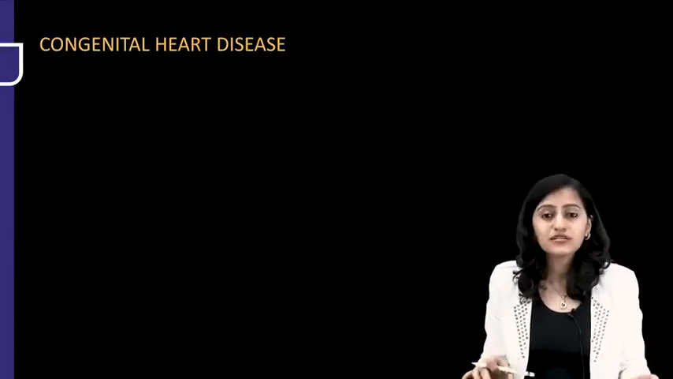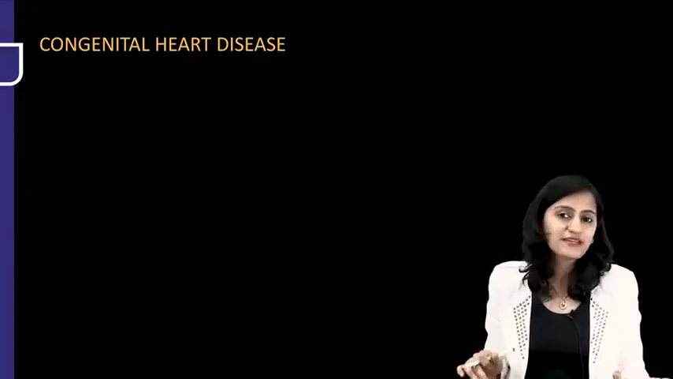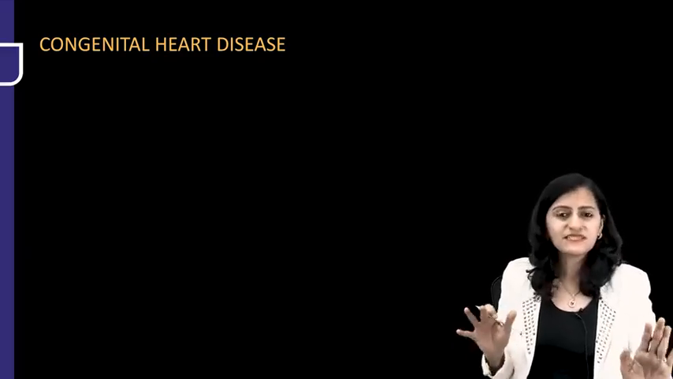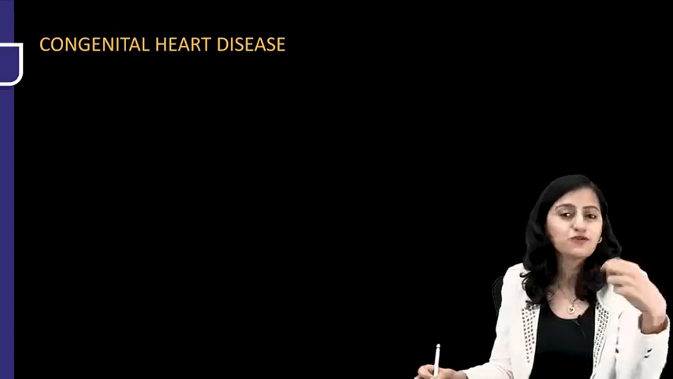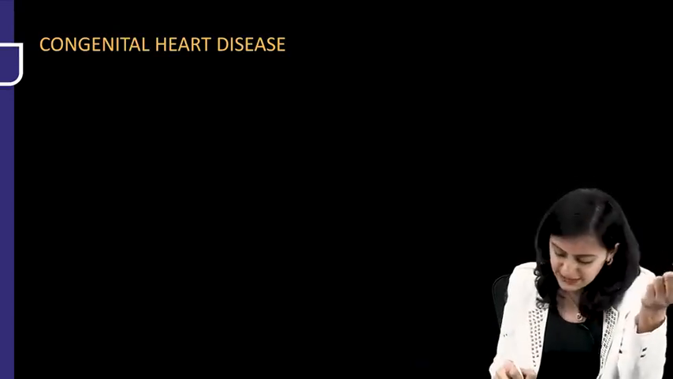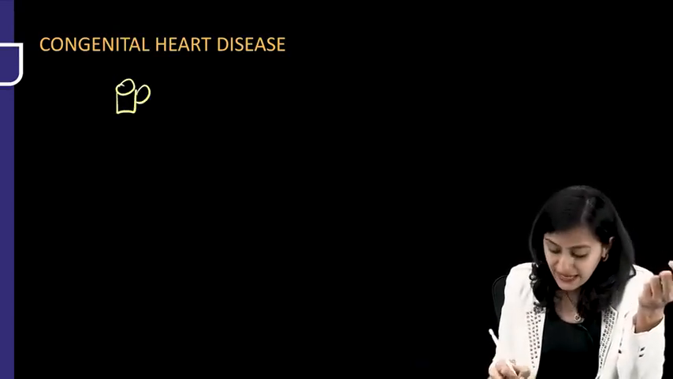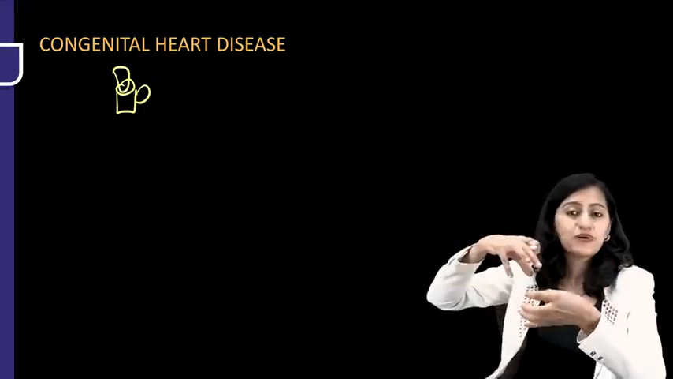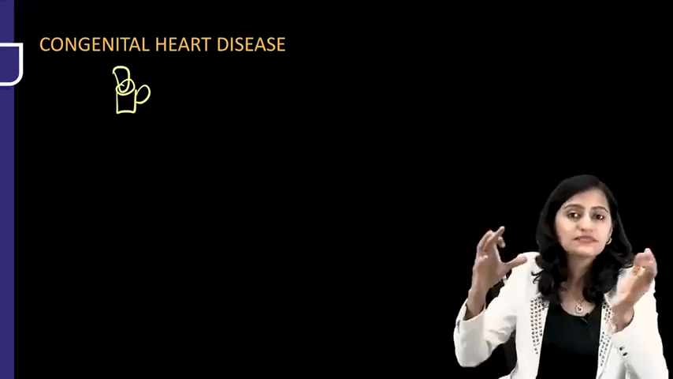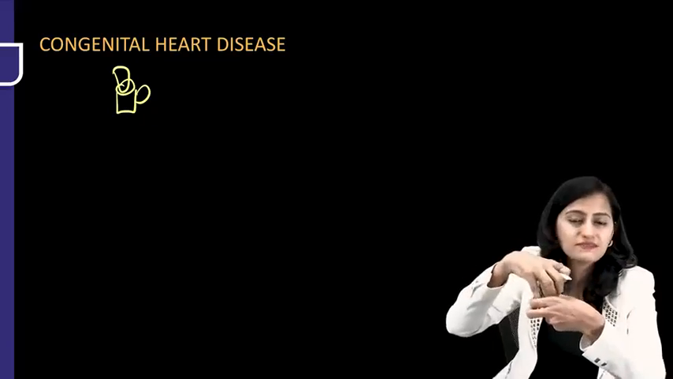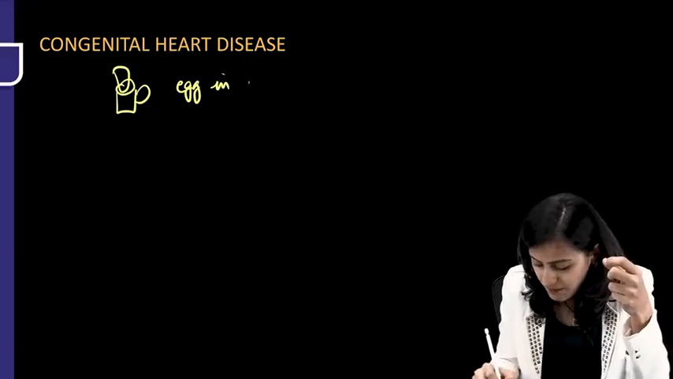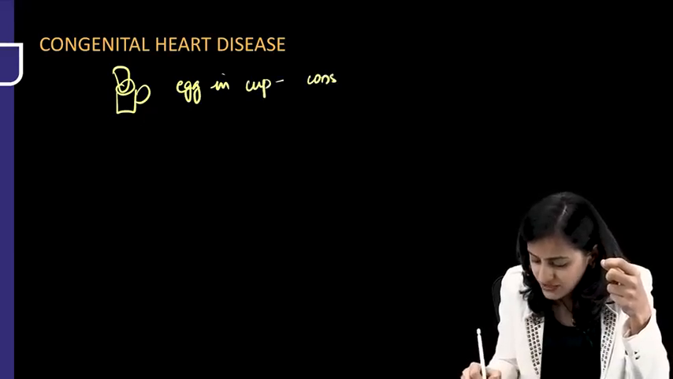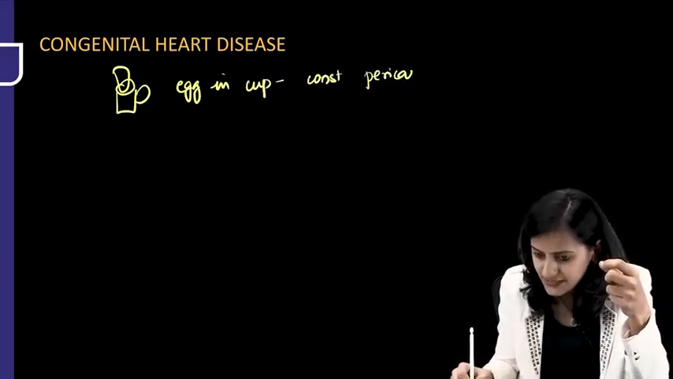Now, going to the congenital heart diseases, the various appearances. So let's first see the mnemonics and then we would see the images. Now, first one, to begin with the mnemonic, not the congenital disease, but where do we get the egg in cup appearance? So when I'm trying to put the egg into the cup is constricting the egg, right? The egg is not able to go in, it is constricted. So egg in cup appearance is seen in constrictive pericarditis.